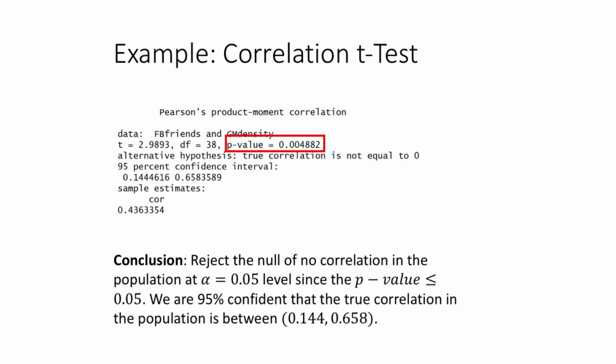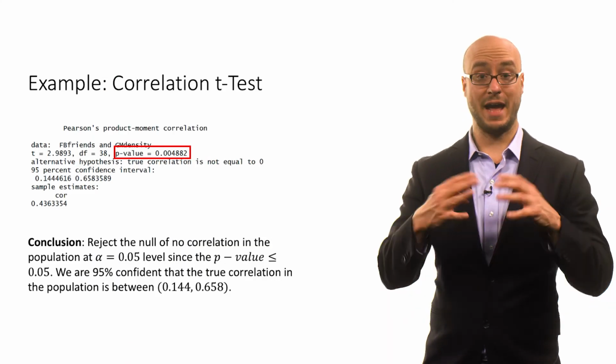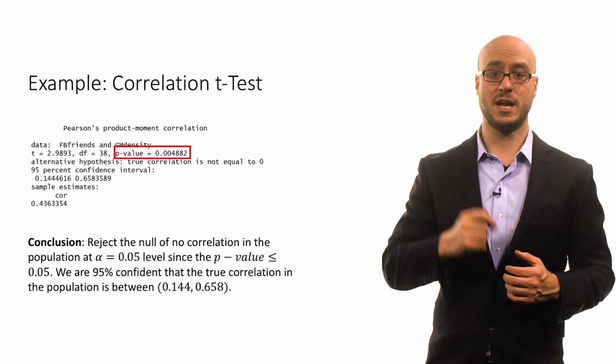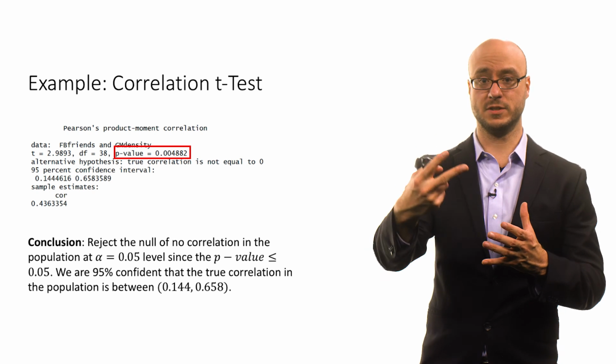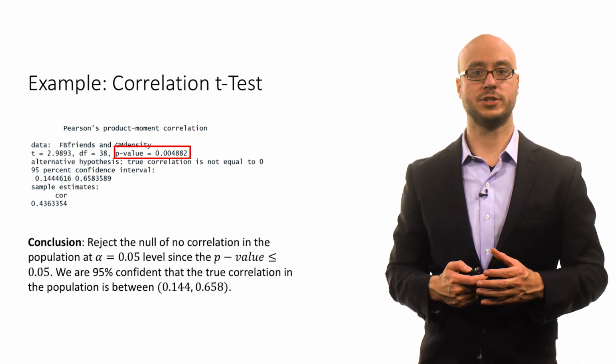You can see the statistical software output also gives us a 95% confidence interval for the correlation coefficient. So we can say we are 95% confident that the true correlation of the population is between 0.144 and 0.658. Again, we're doing this because if we had the population, we could just look at the correlation and say, oh, that's the correlation of the population. But since we have a random sample from a population, we want to make an inference. We want to use this random sample to say something about a correlation in a population.